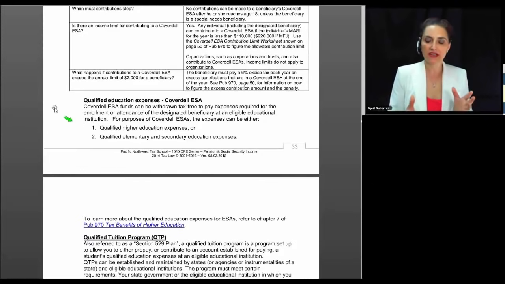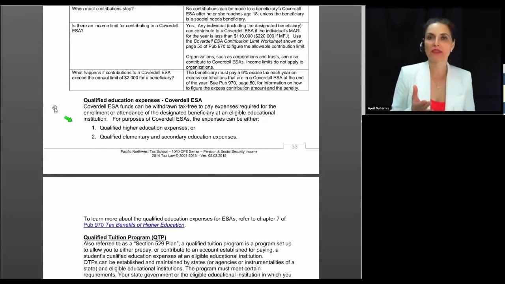So in a nutshell, a Coverdell ESA, you have to open the account before the beneficiary turns age 18. You can only make contributions up until they're age 18. If you put too much in, you're subject to a 6% excise tax. And if you earn too much money, you're not allowed to put money into them at all. So with all of those restrictions on them, it's no wonder that people gravitate over to the other type of account instead. And I'll get to that in just a minute.